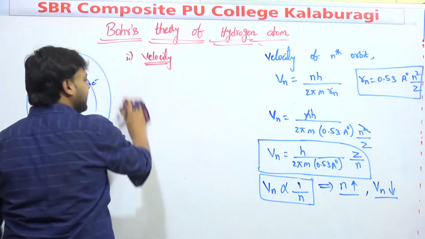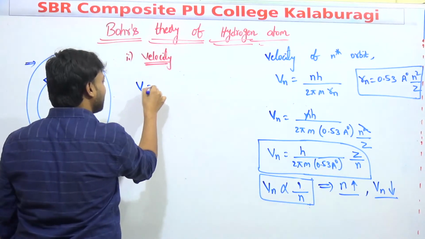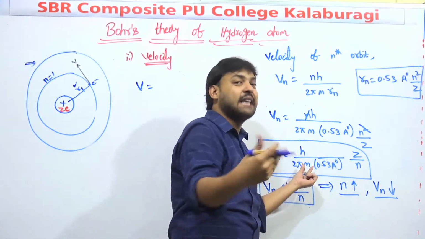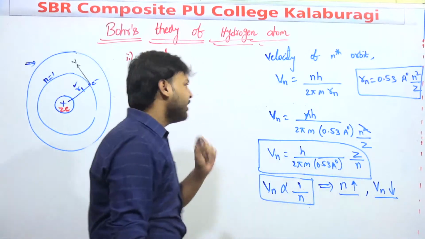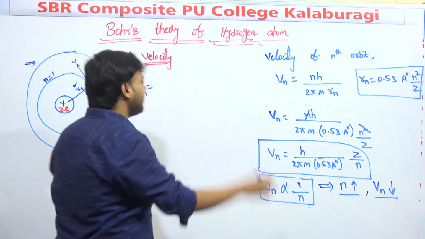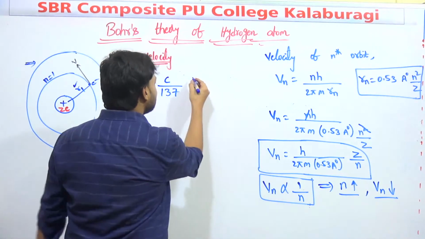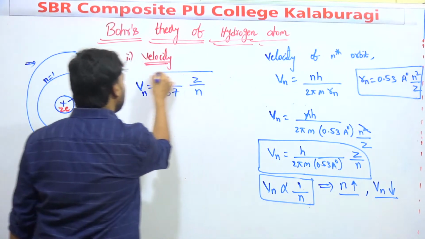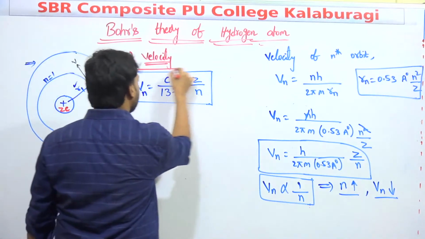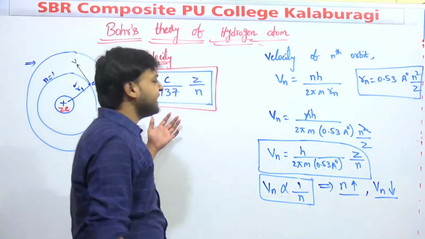Now, after calculating all these things, you will get the velocity in comparison with the speed of light. Why? Because here we have 10 to the power minus 10, here 10 to the power minus 31. If you calculate all these things, you will get the velocity of the nth orbit as the speed of light divided by 137, into z by n. Very important formula, right? The final radius equation and the final velocity equation are very important.